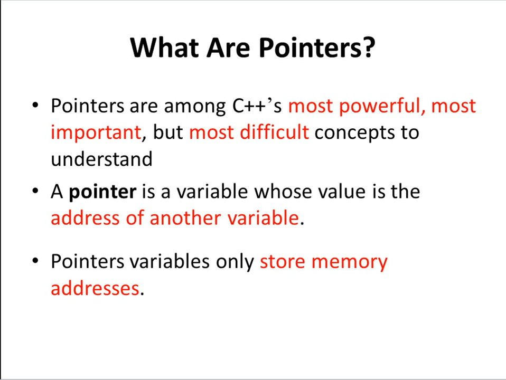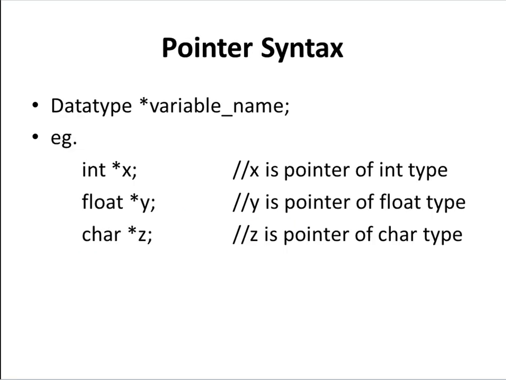What is a pointer? Pointer is the most important concept in C++, or we can say it is the most powerful and most difficult concept also. To understand the pointer is most important, so we are going to see the pointer in detail today. A pointer is a variable whose value is the address of another variable. It means it holds or stores the memory address of another variable. A pointer variable only stores memory addresses of other variables.